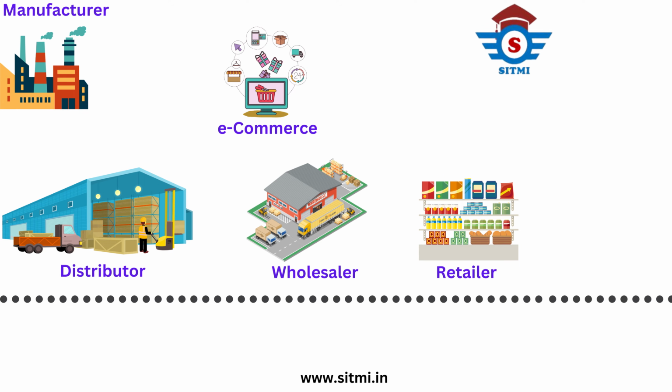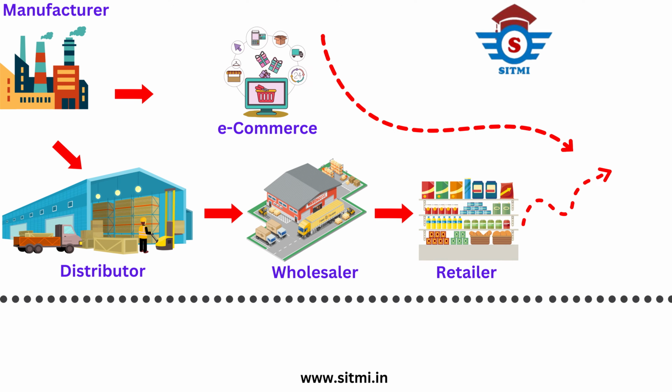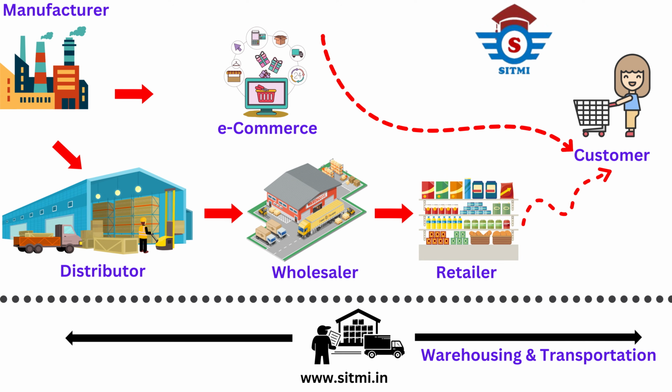So in this entire flow you can see a manufacturer who manufactures products or provides services, and then it goes to the distribution network. In this distribution network there are basically four types of distribution channels. The first is distributor, second is wholesaler, third is retailer, and fourth is e-commerce. In this diagram you can see that distributor, wholesaler and retailer are involved as distribution channels to deliver the products to the end customer. And in this entire chain of distribution you can also see that warehousing and transportation play a major role in the entire process.